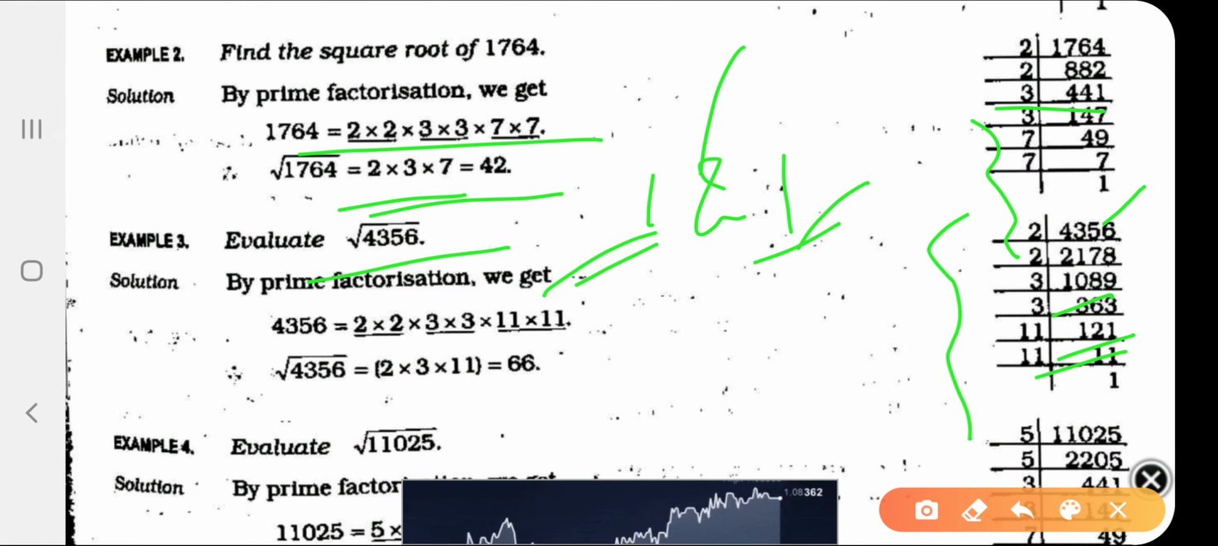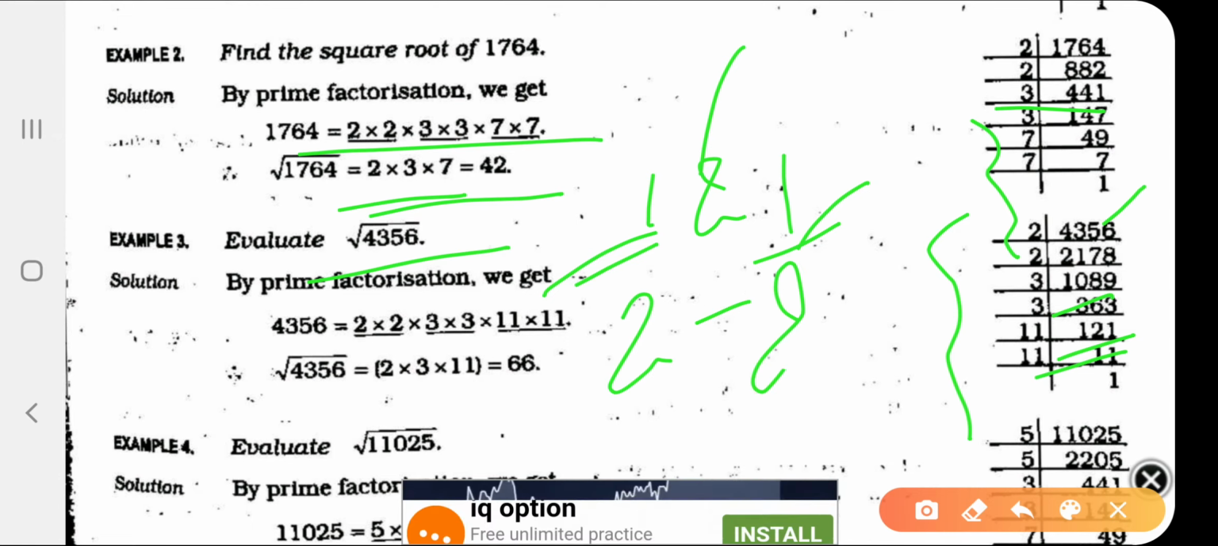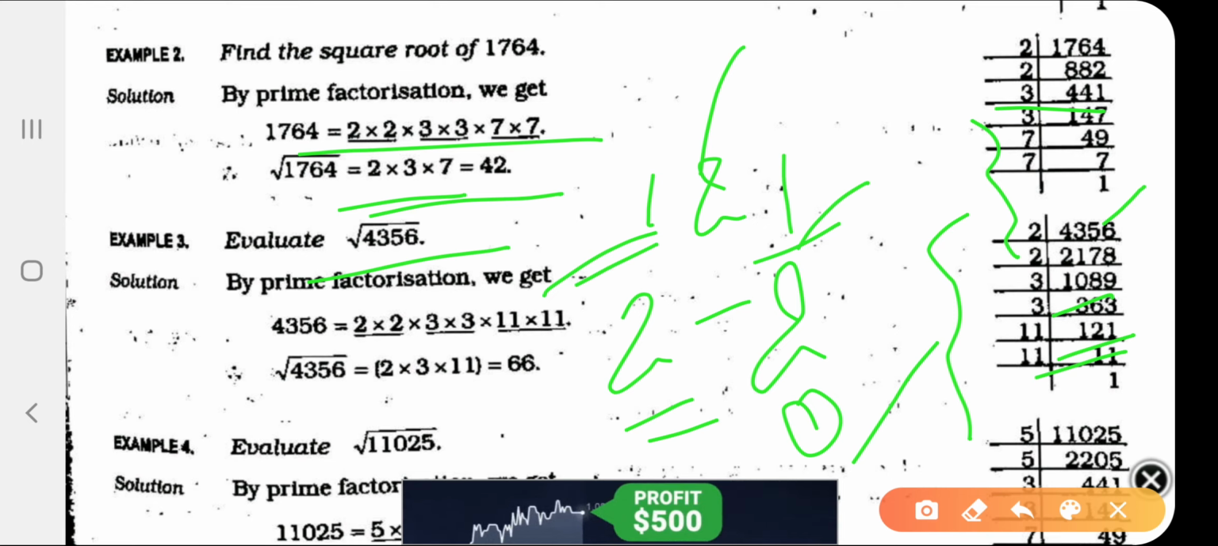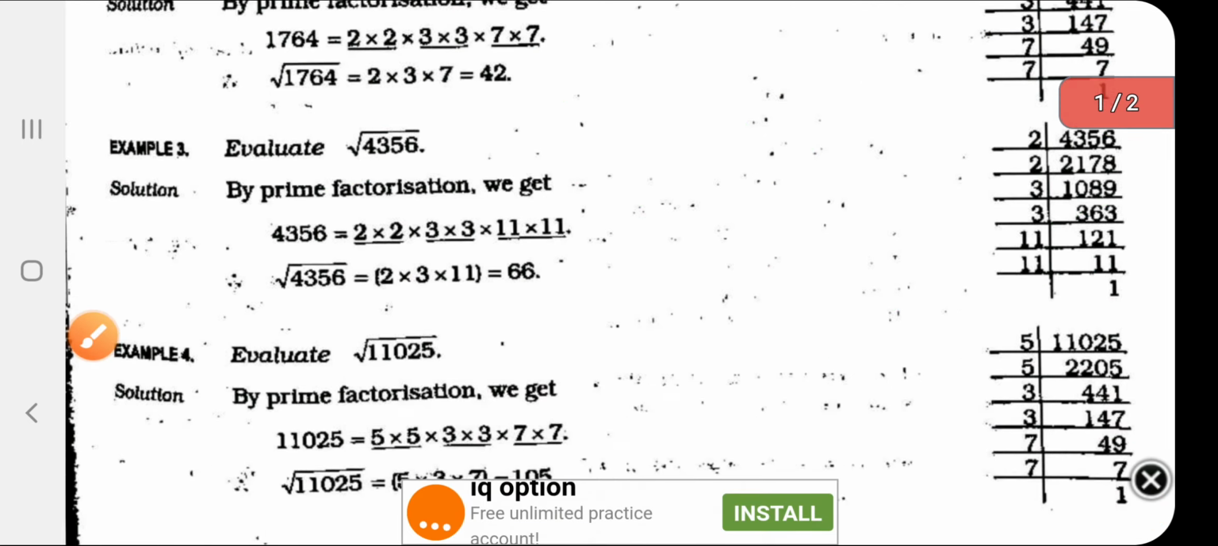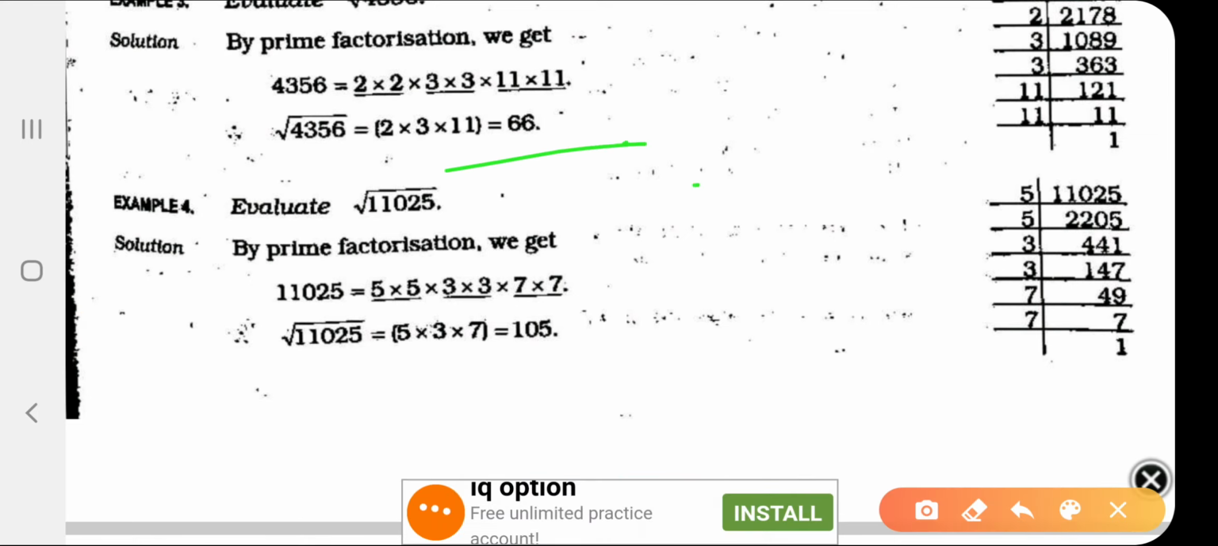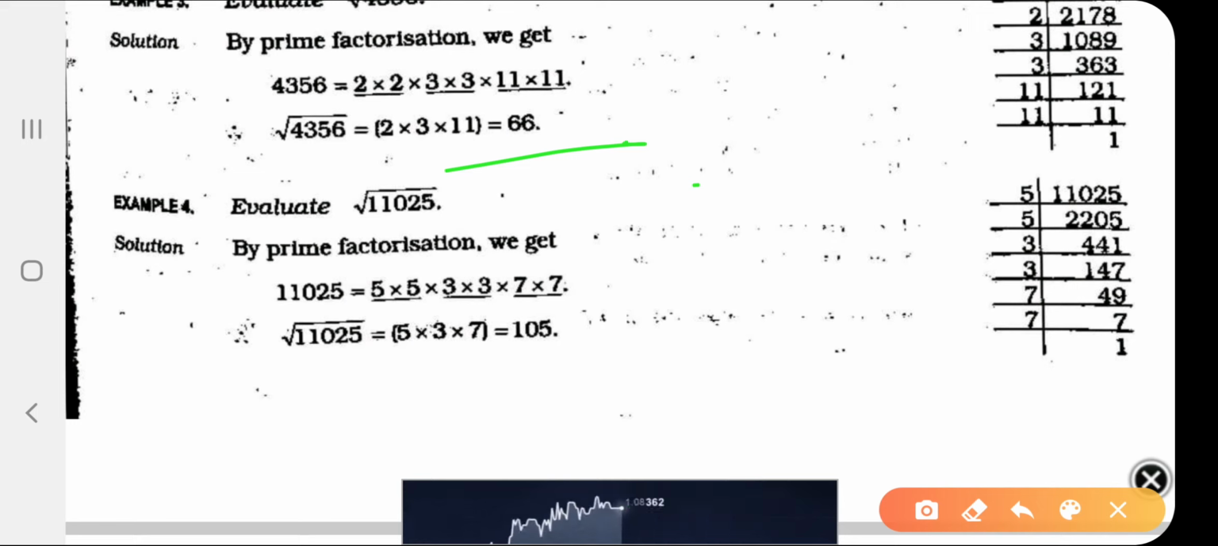Suppose the sum of one set of alternate digits is 2, and the other is 2, and when we subtract 2 from 2 we get 0. It means that it is divisible by 11. Okay, so in the same way, follow the same method and you will get 66 as the square root of the given number.